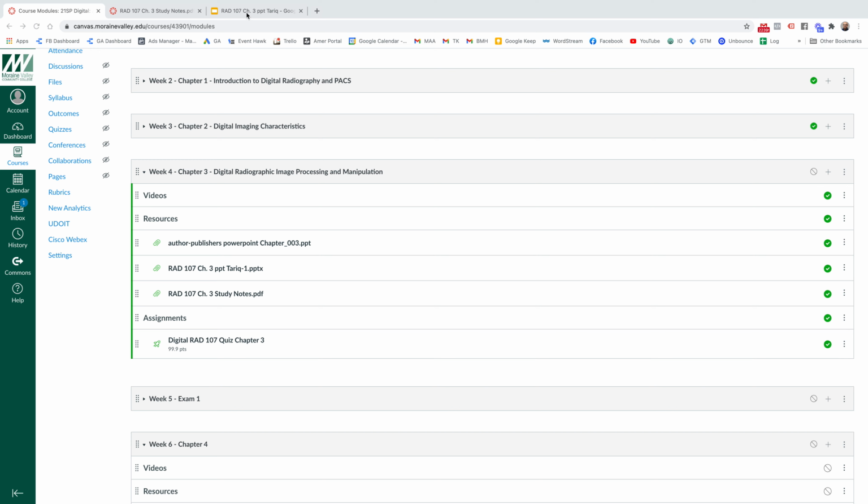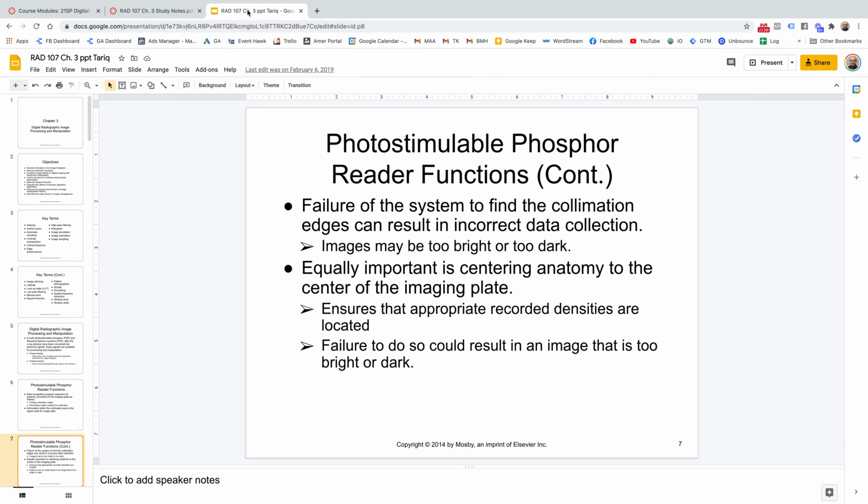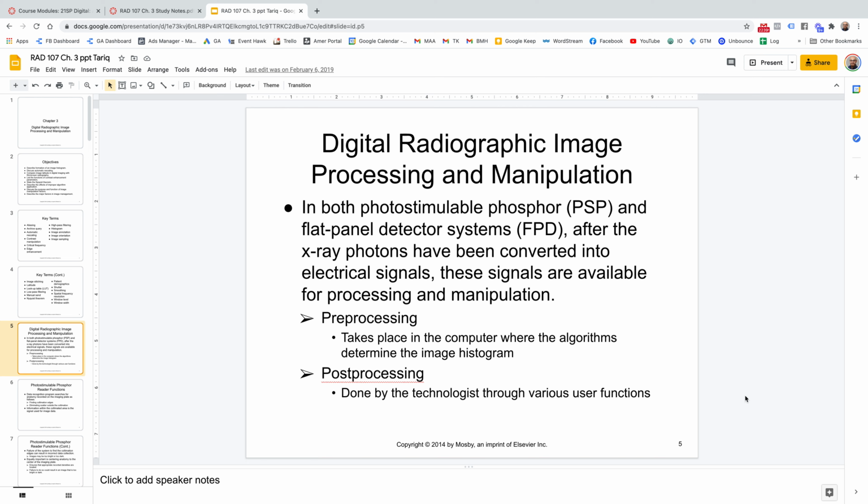All right, so let's jump right into it. We're going to be talking about digital radiographic image processing and manipulation. Whether we're talking about PSP or FPD, CR or DR, after the X-ray photons have been converted into electrical signals, these signals are available for processing and manipulation. We have pre-processing, which takes place in the computer where the algorithm determines the image histogram. Then we have post-processing, which is done by the technologist after various user functions. Post-processing is where you can window, level, add markers, etc.